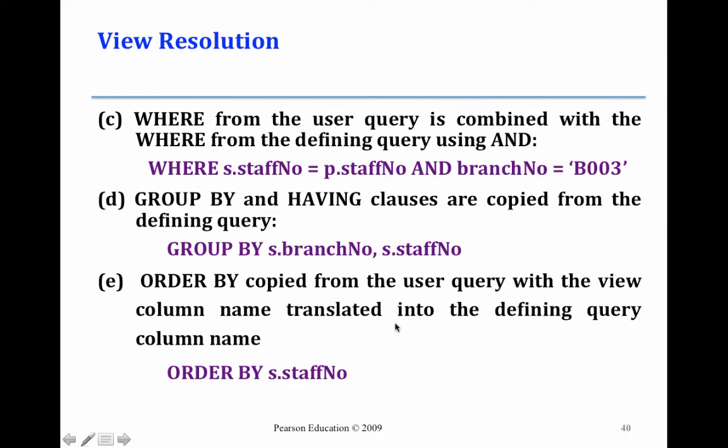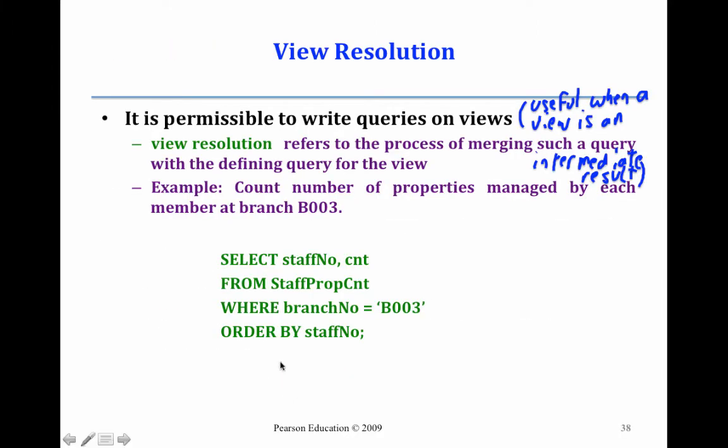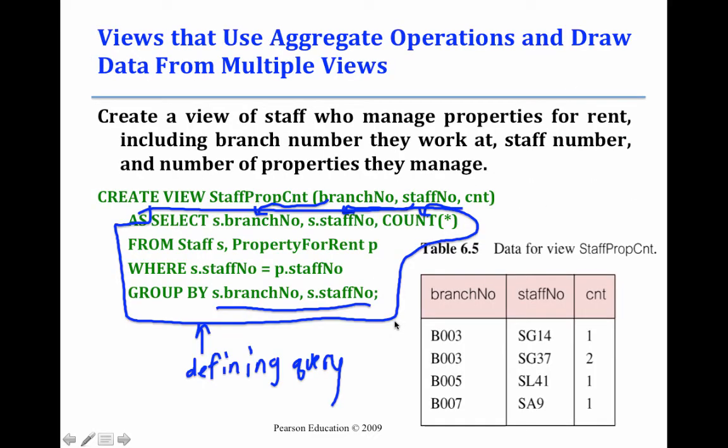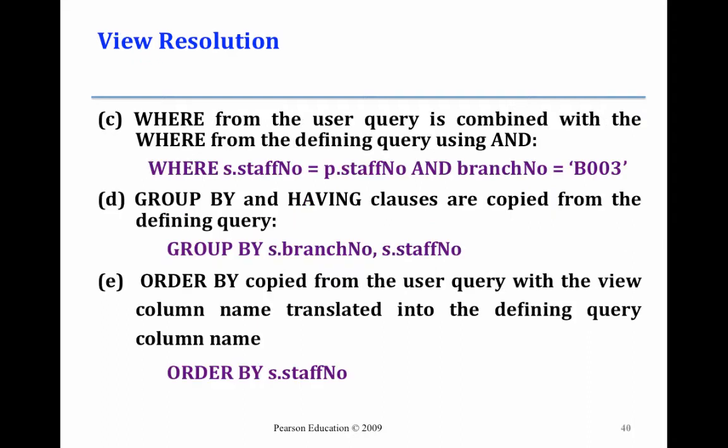Then we need to combine where clauses. So this said where branch number equals B3, and in the defining one it said where S dot staff number equals P dot staff number. So we chain them with an AND clause. So this is the one from the defining query. This is the one from the query on the view. And we combine them with an AND.